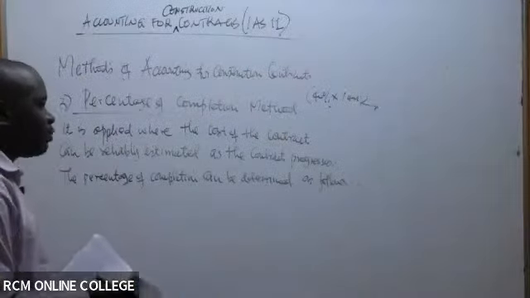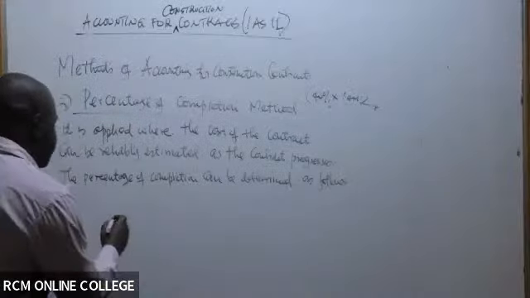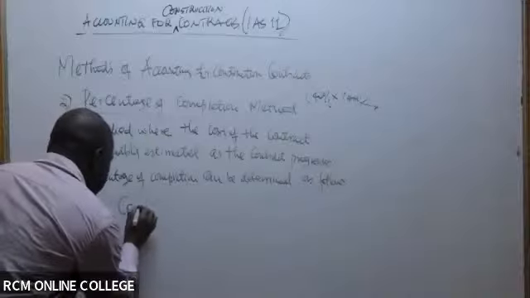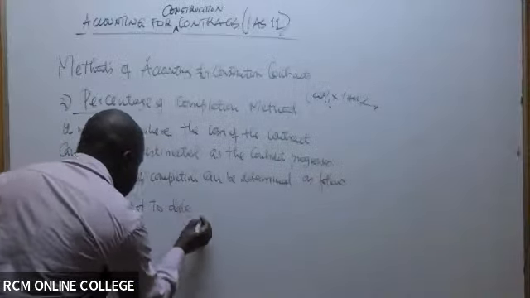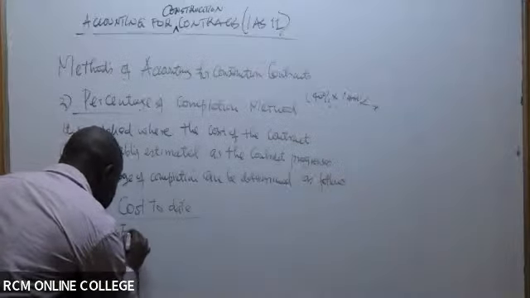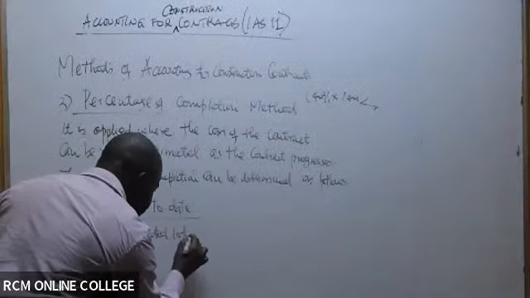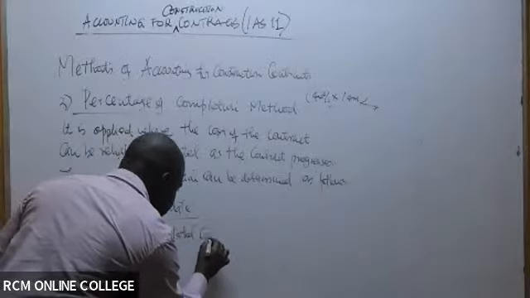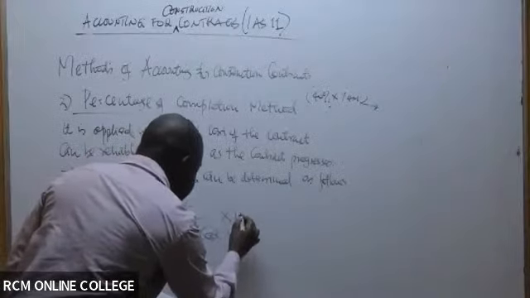So this is the formula which I had explained here briefly. You take the cost to date. You divide by the total cost or estimated total cost. You multiply by 100%.